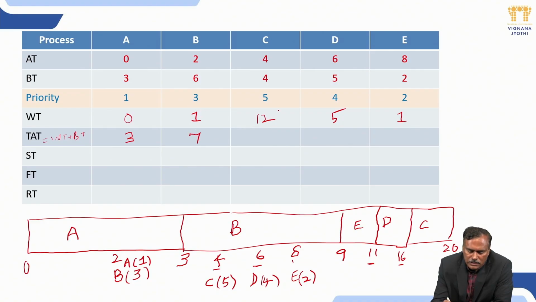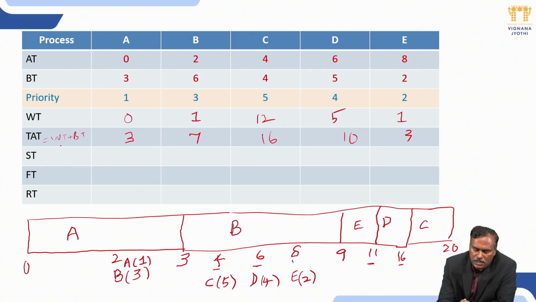Next, process C, 12 plus 4, that is 16. Process D, 5 plus 5, that is 10. Process E, 1 plus 2, that is 3. So these are the turnaround times of these processes.